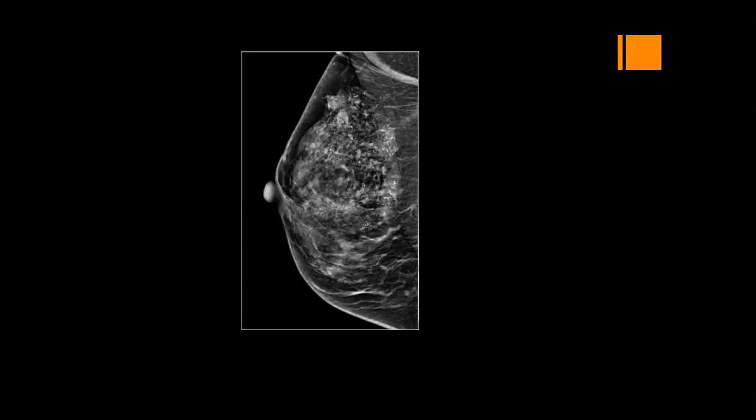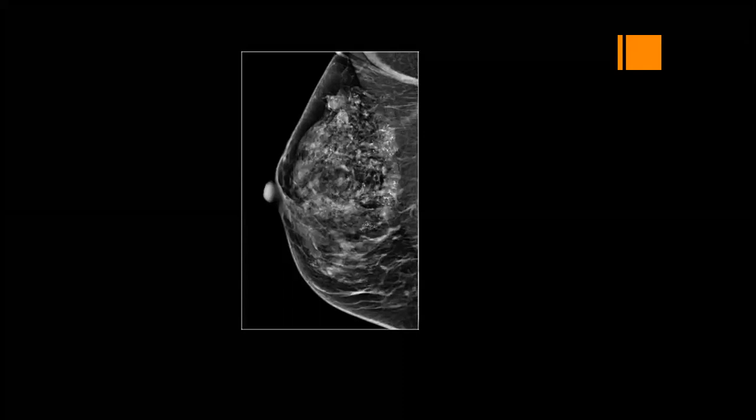Screening also. Diagnostic. Breast pain. Calcification. There is pleomorphic. Excellent. Calcification, and I want to see if it is regional or segmental.